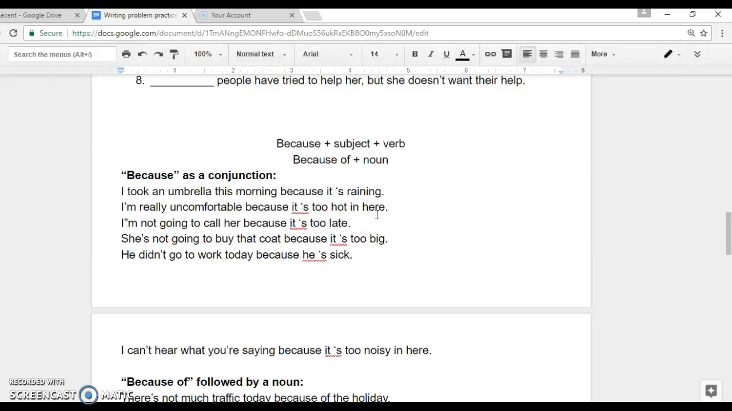Or you can pronounce it the contraction. I'm really uncomfortable because it's too hot in here. I'm not going to call her because it's too late. She's not going to buy that coat because it's too big. Or he didn't go to work today because he is or he's sick.